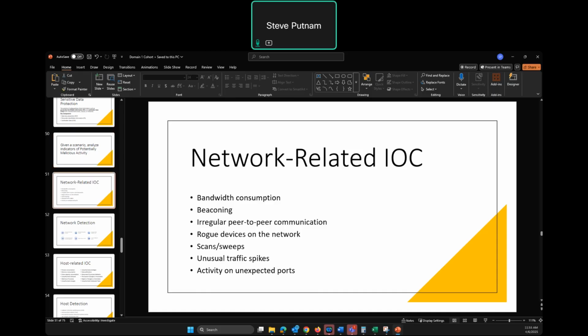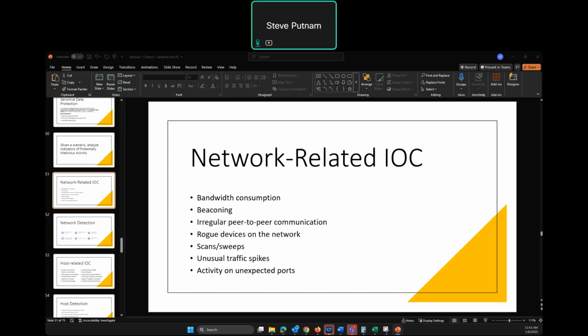Some of the things that you'll notice when you're looking at an indicator of potential malicious activity would be unexplained bandwidth consumption, beaconing, irregular peer-to-peer communication, rogue devices on the network that you found, a tool that's scanning your network that you didn't kick off or that no one in the organization kicked off, unusual traffic spikes, or activity on unexpected ports, as we talked about before, right?